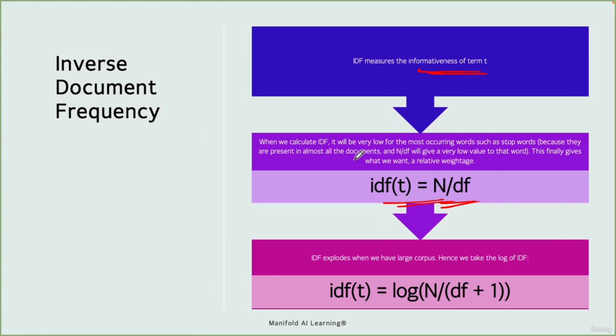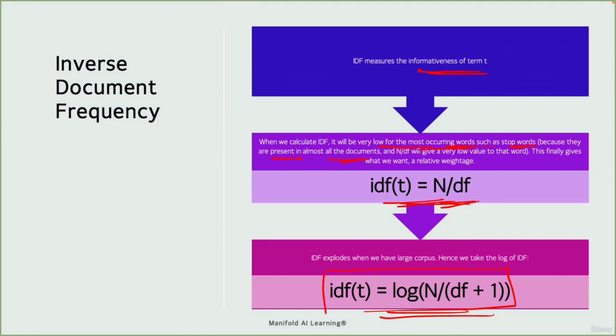Now, when we calculate the IDF, it will be very low for the most frequently occurring words like the stop words, because they are present in almost all the documents. Since n by df is going to give us a very low value, the practice is to take the log of that value. We say log of n divided by df plus 1. So this is the formula that we use to calculate the inverse document frequency.